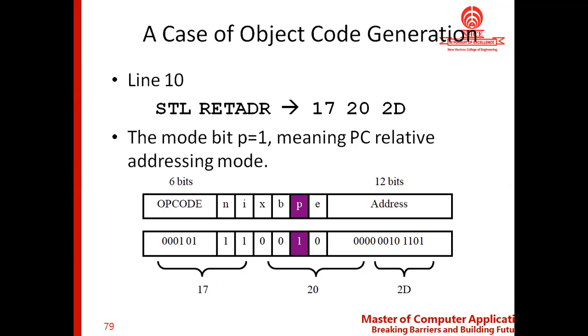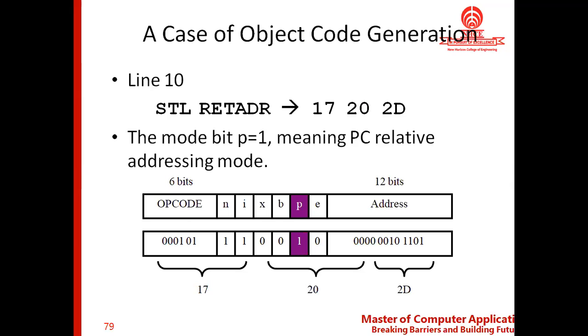How 02D is represented in binary format is shown in the slide. In the displacement field, 0 is represented as 4 zeros, 2 is represented as 0010 and D is represented as 1101. Now if you look at the entire instruction format, from the starting, all these are represented in binary format. So we convert it into hexadecimal format. Starting from the opcode, you take the first 4 bits, 0001, which forms the value 1.